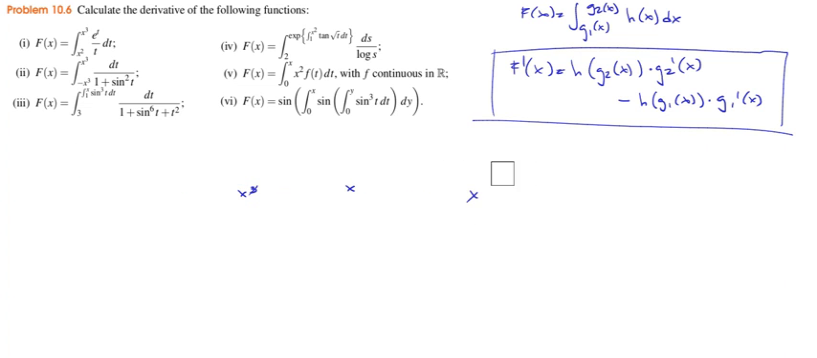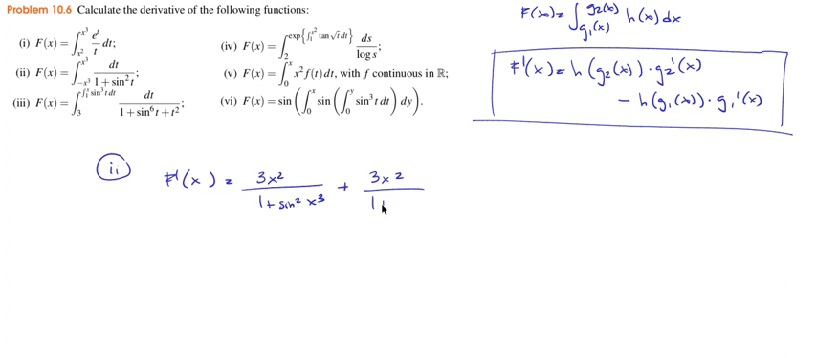Okay, let's do part 2. F is the integral between minus x cubed and x cubed of 1 over 1 plus the sine squared. So the derivative is going to be 3x squared divided by 1 plus the sine squared of x cubed, and then minus the derivative of the lower limit, which is plus 3x squared over 1 plus the sine squared of minus x cubed.